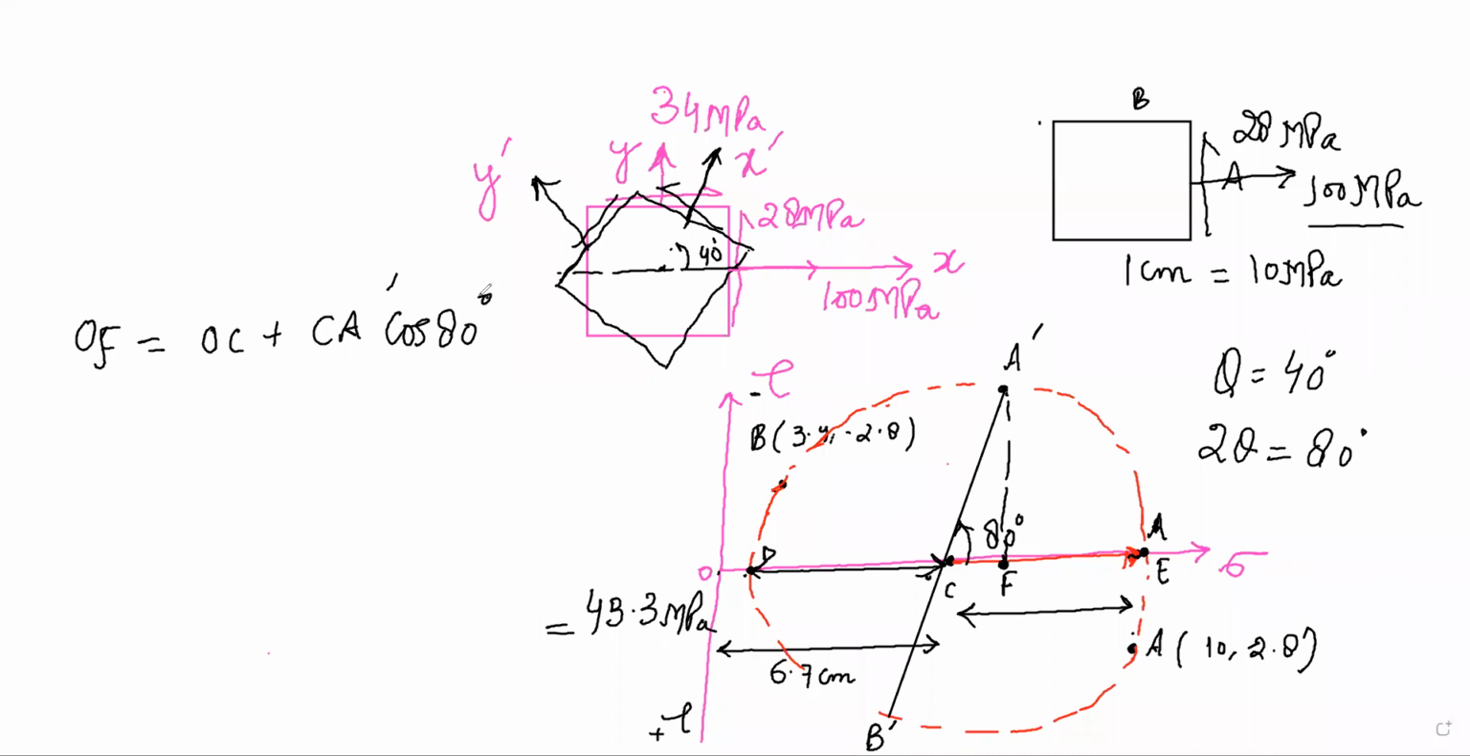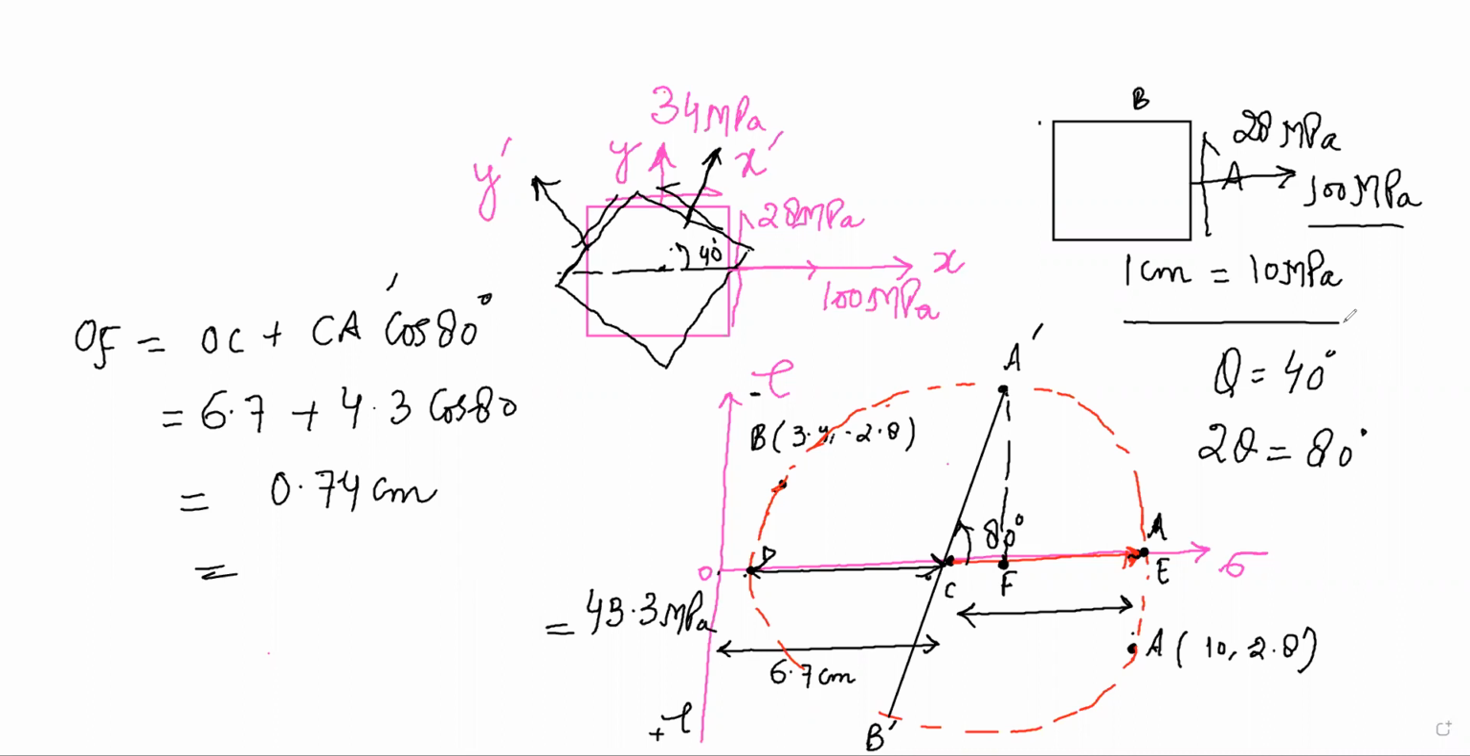Okay. How much is OC? 6.7 centimeter. How much is CA? It's equal to the radius. How much is the radius? 4.3 into cos 80 degree. Tell me how much this will come to. 0.74 centimeter. How many megapascal is that? What do we multiply it by? What is your scale? 1 centimeter is equal to 10 megapascal. Therefore 0.74 centimeter multiplied by 10 is equal to 7.4 megapascal.